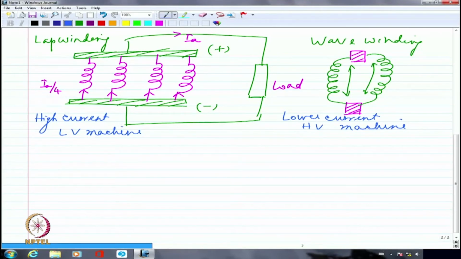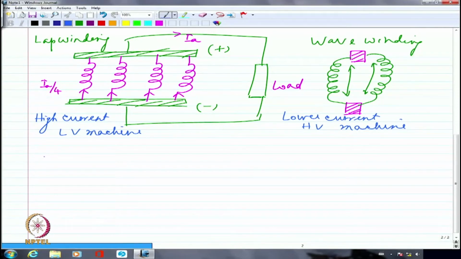Okay. Now, with this structure in mind, let us look at the EMF equation and torque equation of the machine. The fundamental theorem, that is the Biot-Savart's law, as well as Fleming's left hand and right hand rule, give you basically a way to calculate the force as well as whatever is the EMF induced.